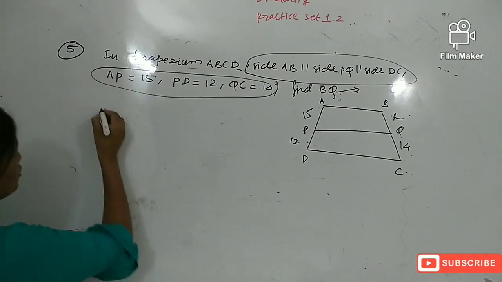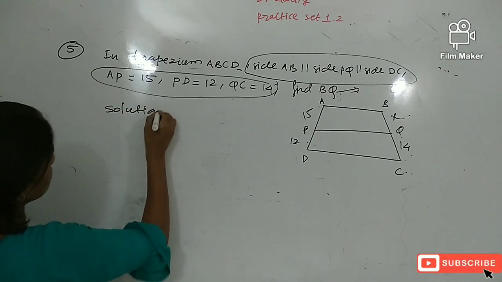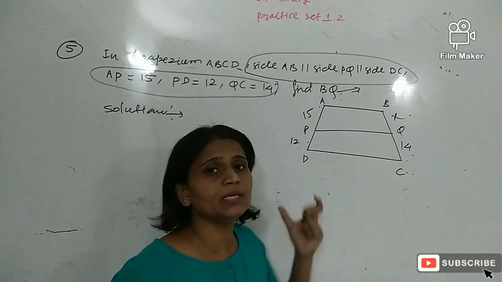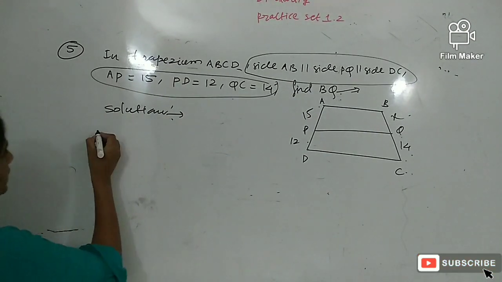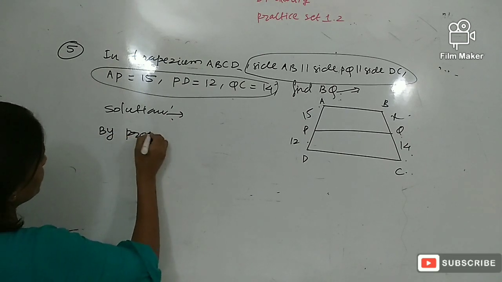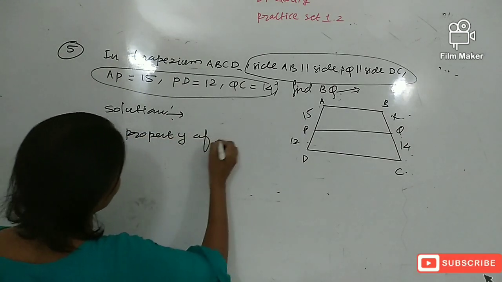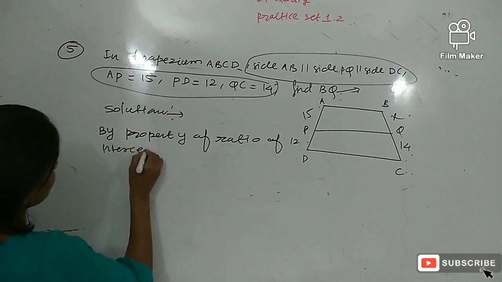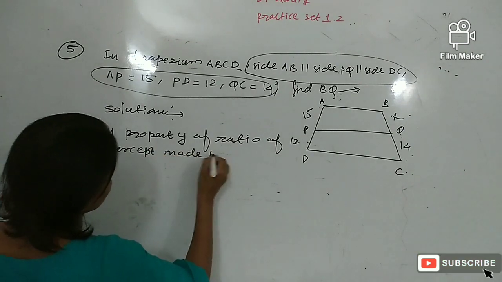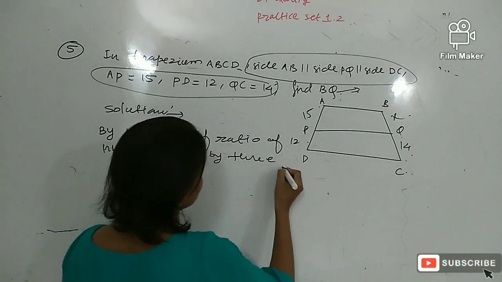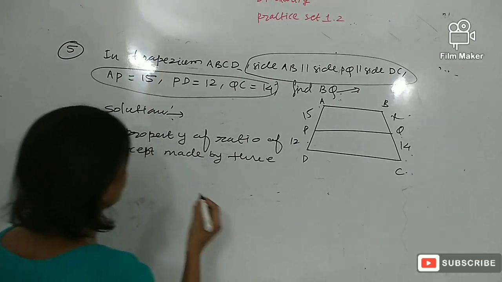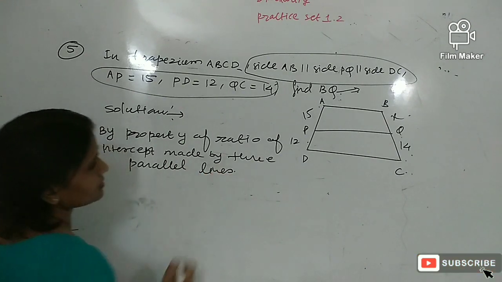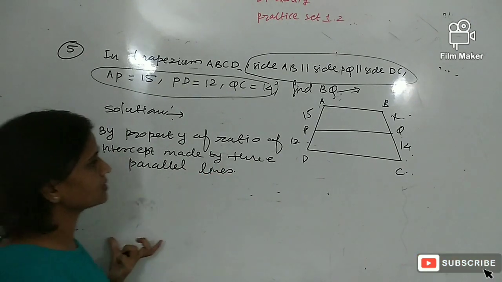So I am starting here from the solution. To write the solution I am using the property of three parallel lines. First write the name of the property: by property of ratio of intercept made by three parallel lines. Okay, so this is the name of the property, and just apply this property.